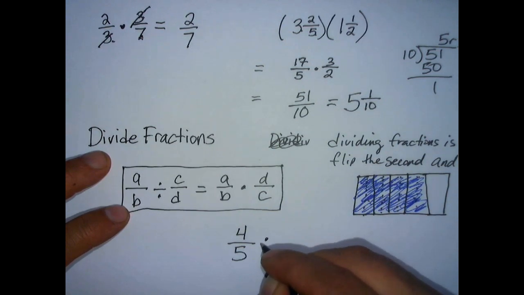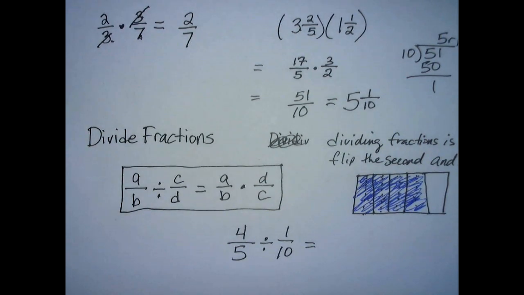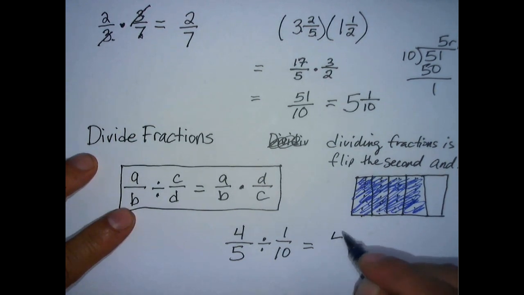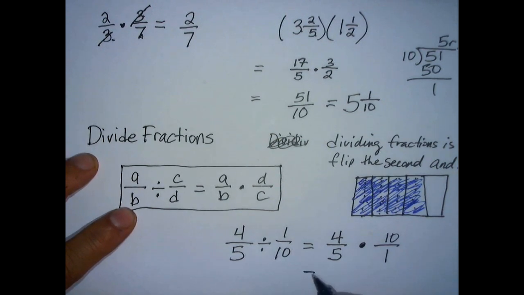So we're going to divide this by 1/10. You might even already see it coming together here. The first fraction stays the same. You flip the second and multiply. So 40 over 5. You reduce before you multiply. 10 over 5 can be reduced. Let's do that. 10 and 5 are both multiples of 5.